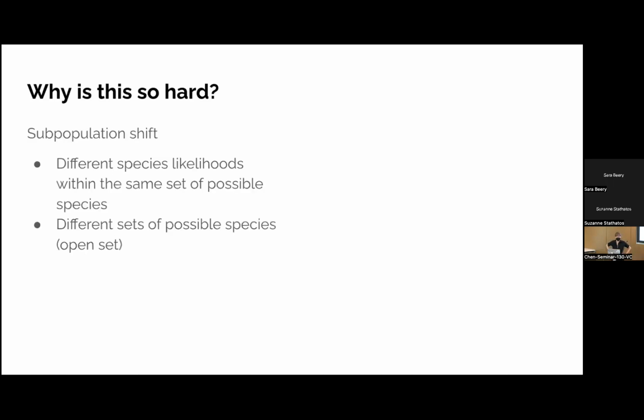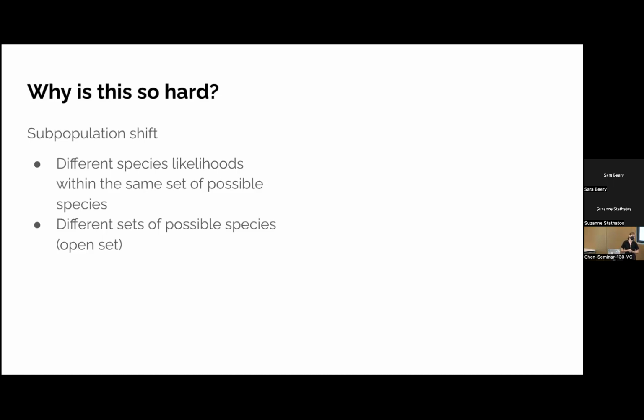So why is this so hard though? What makes domain shifts so hard? So one thing is subpopulation shift. So here what we're talking about is, given the same set of possible species, there are different likelihoods of those different species depending on where you are on Earth.